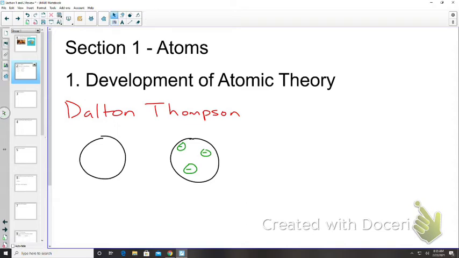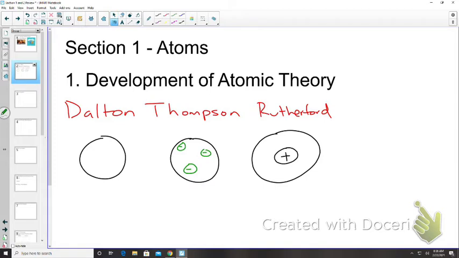Good. And then who was after Thomson? Rutherford. And what did he have? Yeah, he had a positively charged nucleus, good. And he also had electrons, okay? But these electrons just kind of floated around. They didn't have much organization to them.